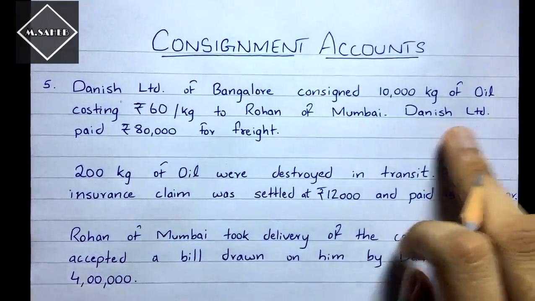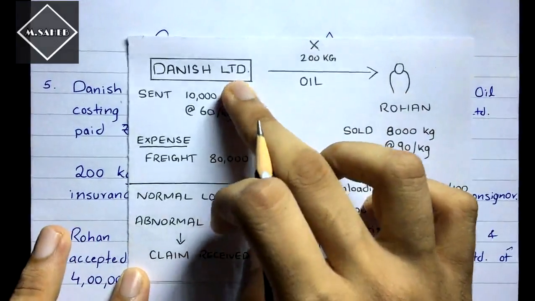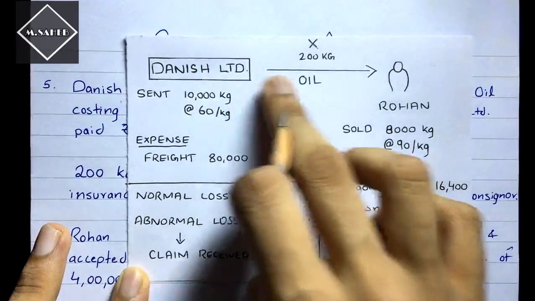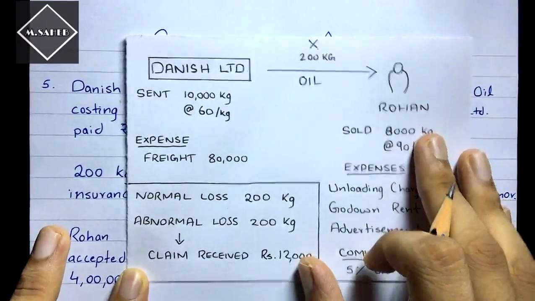Then they have said Danish Limited paid rupees 80,000 for freight. So Danish Limited has incurred an expense of freight of 80,000 to send these goods to Rohan. This is an expense incurred by Danish Limited, the consigner.